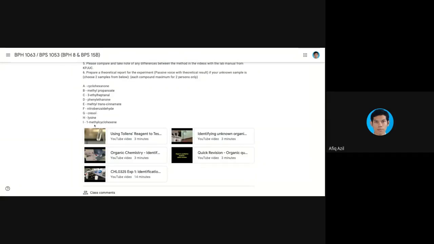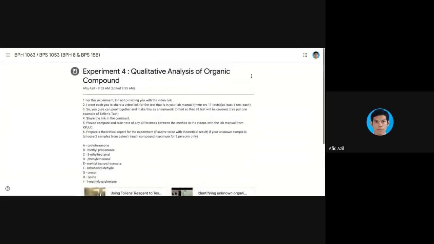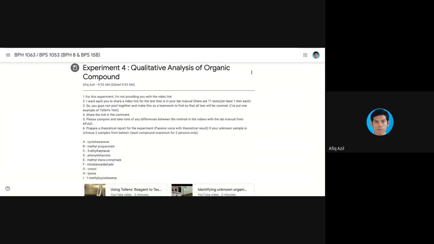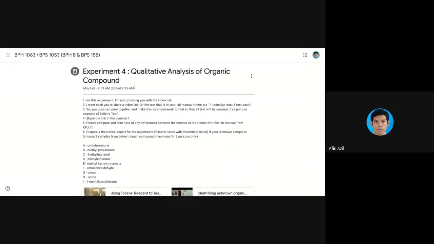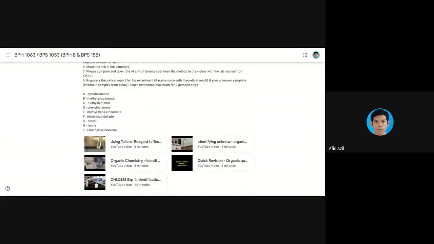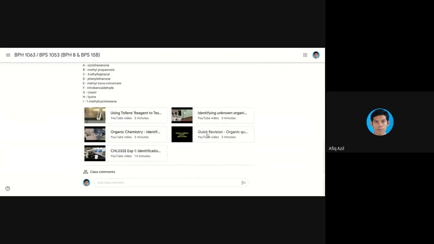So two of these will be considered as experiment 4 and experiment 5. One sample will be considered as experiment 4, and the other one will be for experiment 5. That's why I asked you to select two samples, one sample for experiment 4 and one for experiment 5. The two experiments are actually the same.